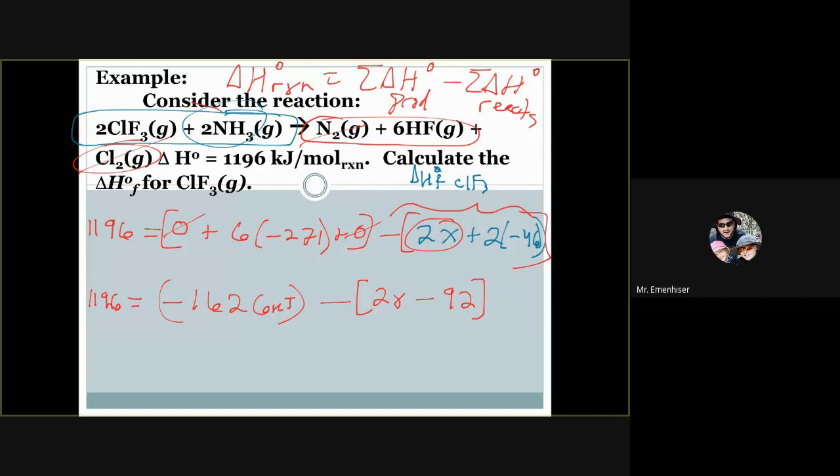Okay, now let's distribute that negative. So I got 1196 here is equal to a minus 1626 kilojoules. And then this minus 2x, which is what we're solving for. And then I got a minus, which is a positive. So I'm going to add 92. Okay, now we're going to do some combining like terms. I'm going to put all the numbers on the left side. So I'm going to add 1626 to this side to get rid of that. And then I'm going to subtract the 92 from both sides.